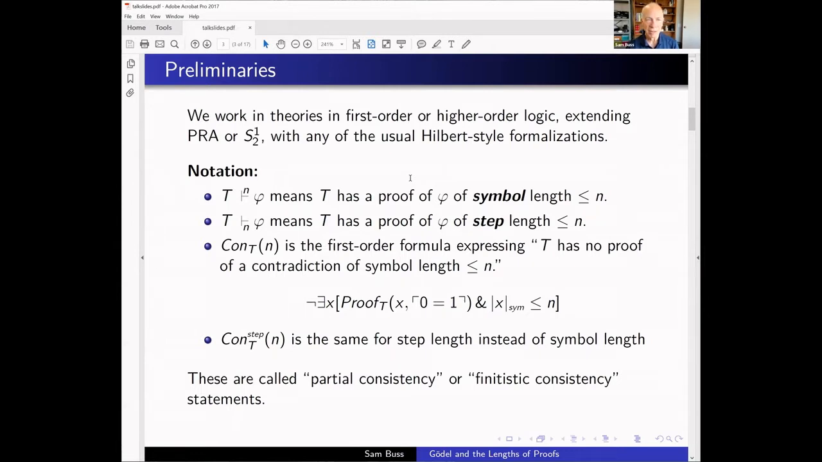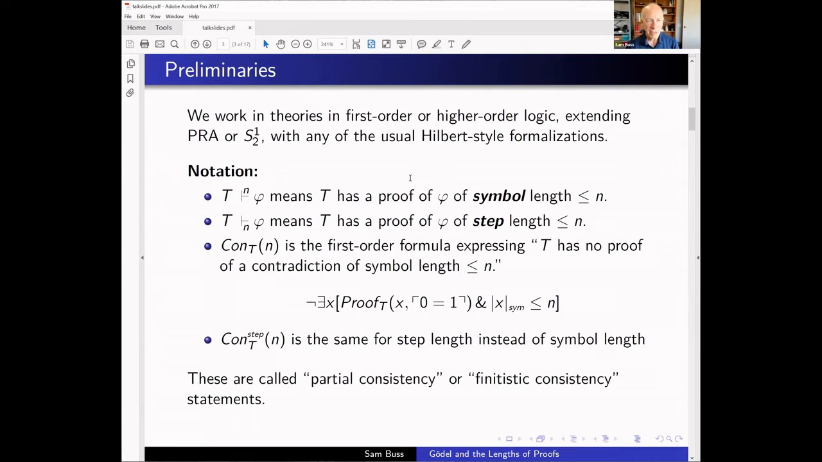You don't need to know any details of S12, though. I'll remind you of anything important when we get to it. And the results I'm talking about work in the usual Hilbert style formalizations, and most of them work also in the sequent calculus, although there are some open questions about that.